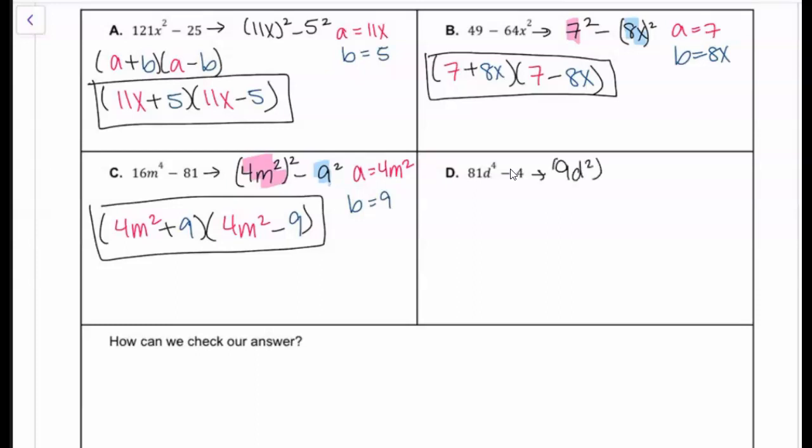So this is 9d squared squared minus 2 squared, where 2 is my B, and 9d squared is my A. So A is 9d squared, and B is 2. So you're going to have 9d squared plus your B value, so A plus B, 2, and then your A value minus your B value, so 9d squared minus my B value, which was 2.